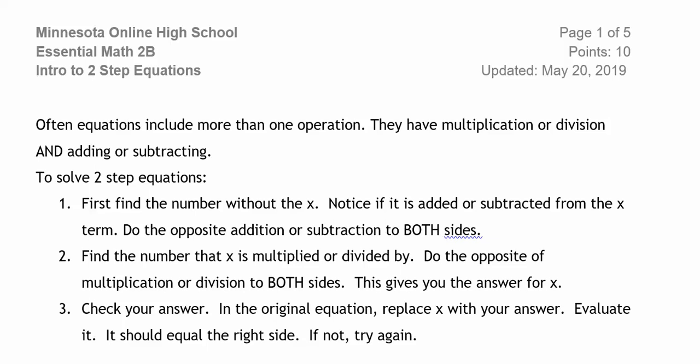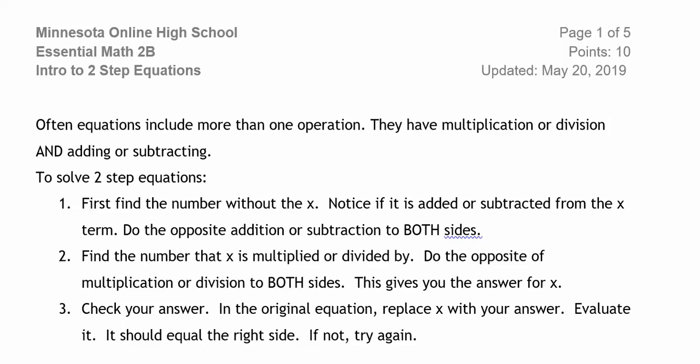When we solve two-step equations, the first thing we need to undo is the addition or subtraction. That's the number that doesn't have the x. We're going to do the opposite of addition and subtraction, and remember, we do that to both sides. Then we take our new equation and we're going to undo the multiplication or division. Again, we do that to both sides. And in step 3, I want you to get in the habit of checking your answer. We'll put our answer back into the original equation, and we should be able to know if we got it right or not.